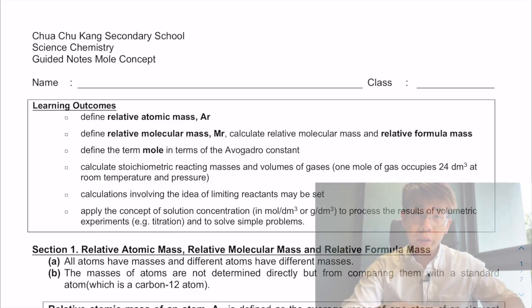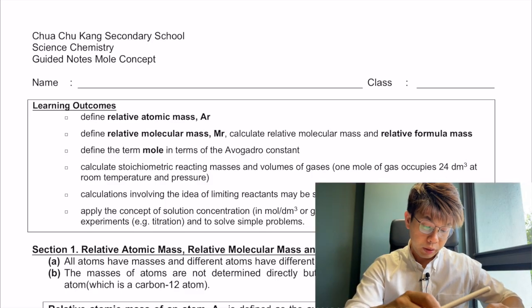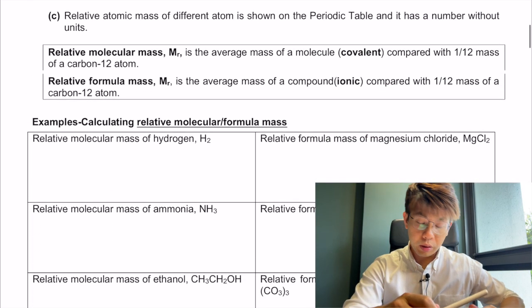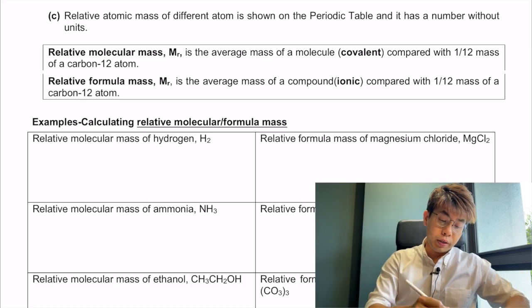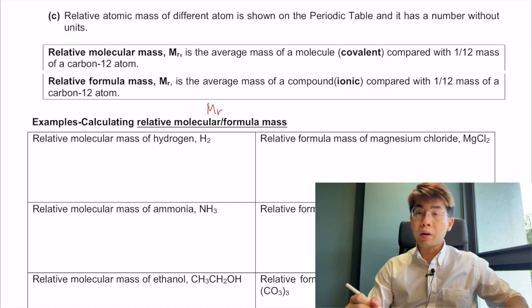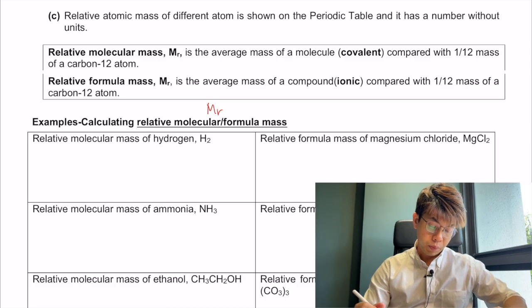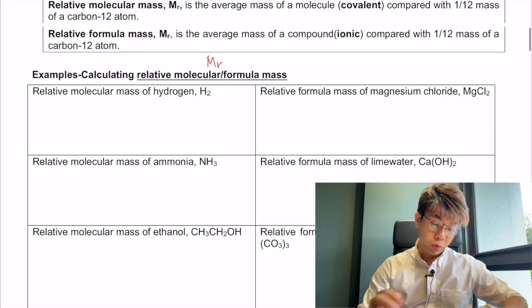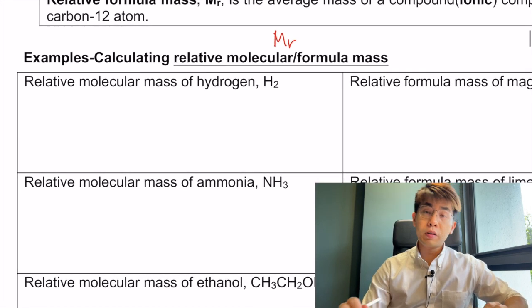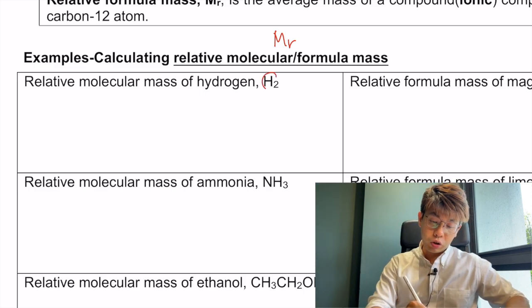Hi everyone, so today we will be calculating the relative molecular mass, or Mr, or the relative formula mass, Mr also, of several substances. So let's first look at it. We are going to calculate firstly the relative molecular mass of hydrogen, H2.